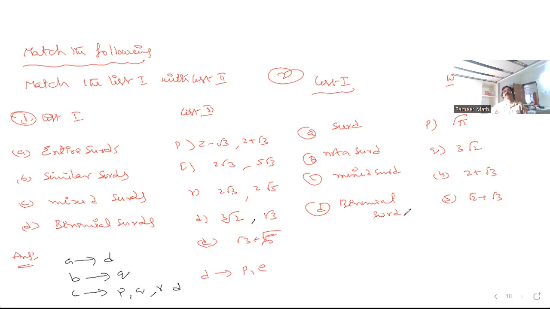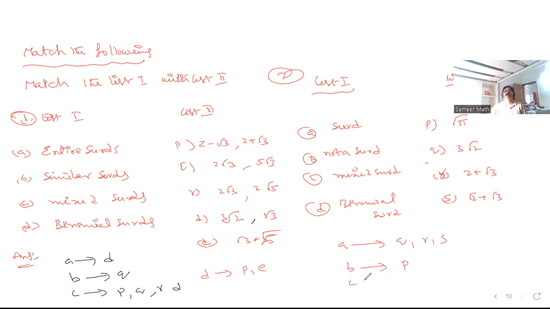Now come down to the next one. You check yourself. A maps to what? Surd. Q, surd. This is Q, surd. PQRS: R and S, these all are surds. Of course, this is monomial. These two are binomial. So what is B1? Not a surd. Absolutely right. P and E you will get.